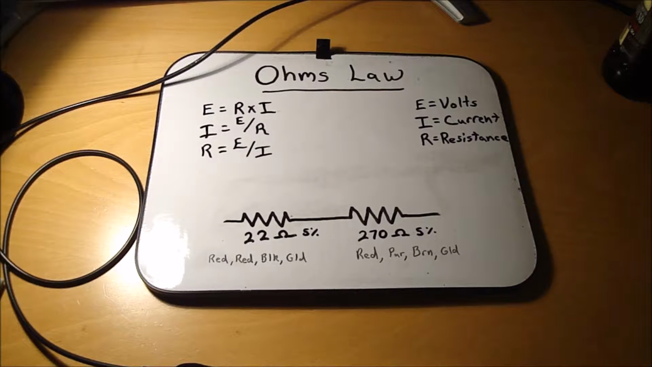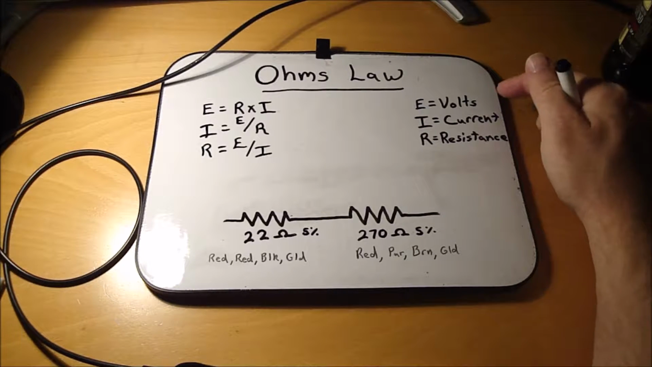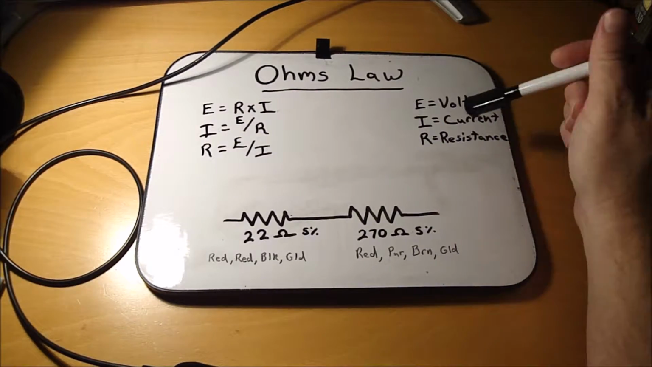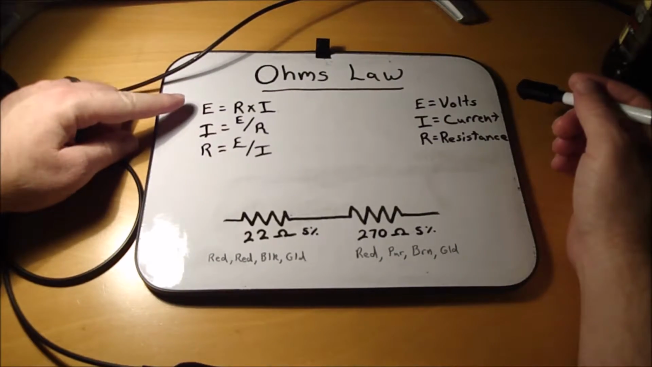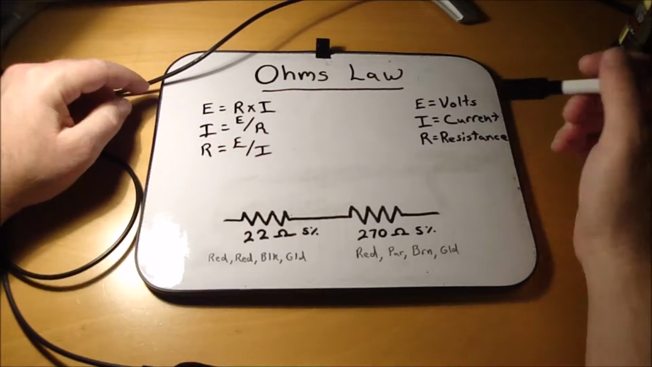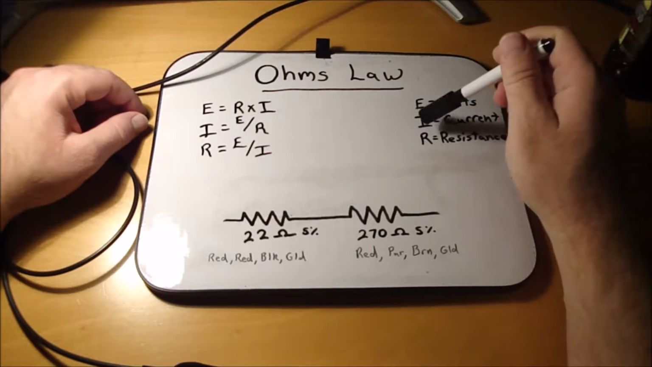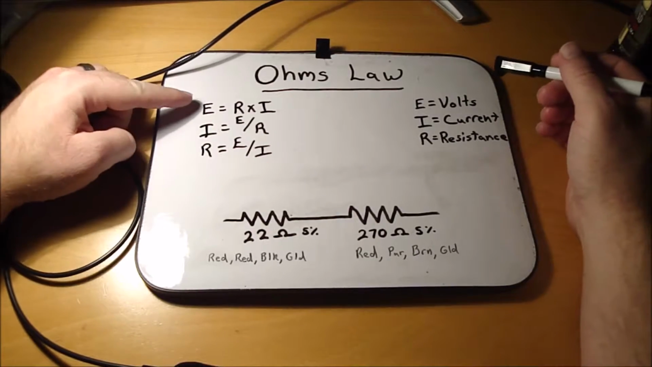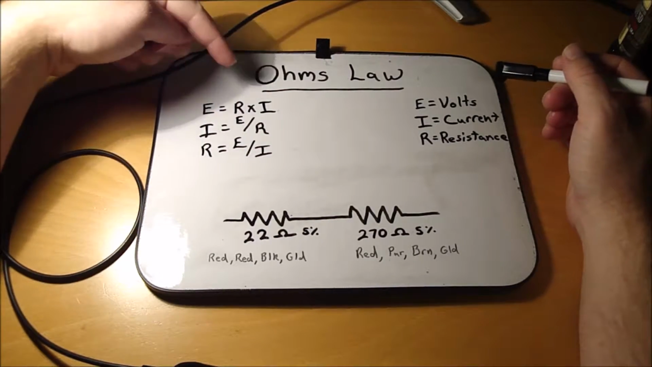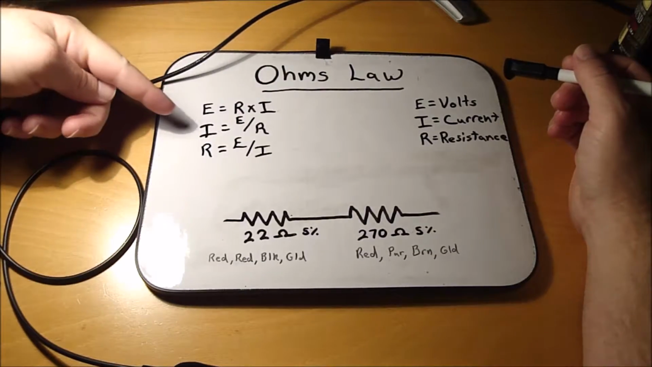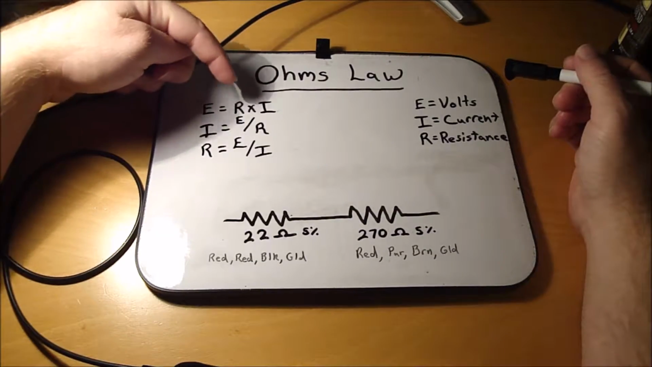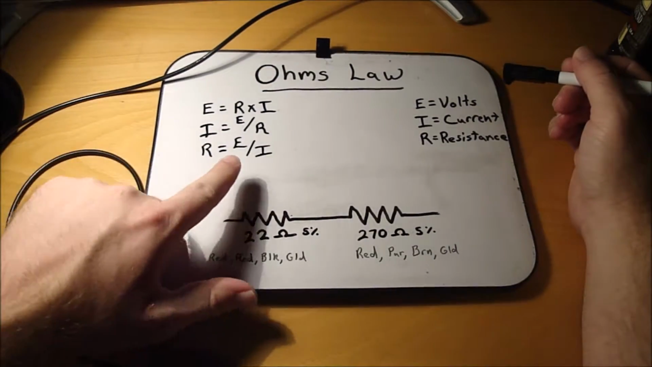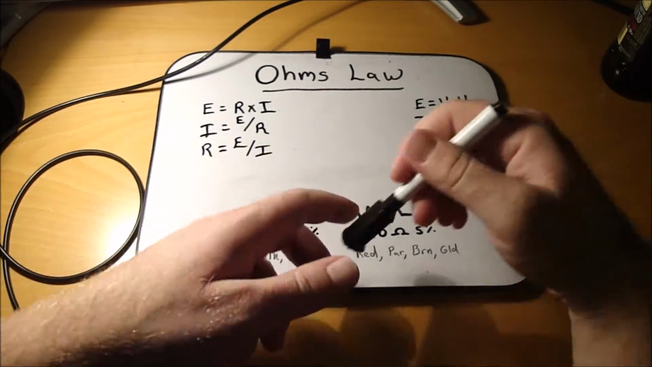Alright, so I want to show you the relationship between volts, current, and resistance. And the way you do that is through Ohm's law. So these three equations are Ohm's law, where E equals volts, I equals current, R equals resistance. So in this equation, volts equals resistance times current. And current equals volts divided by resistance. And then resistance equals volts divided by current.